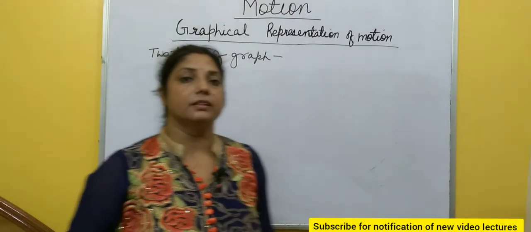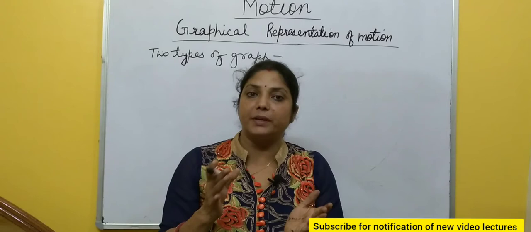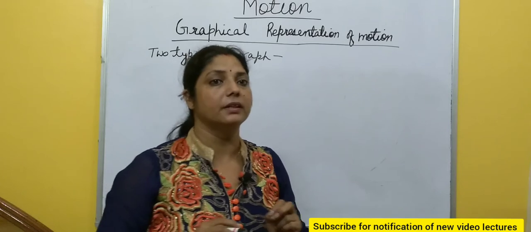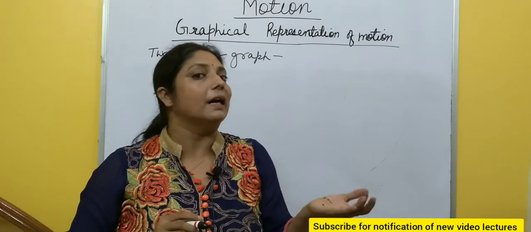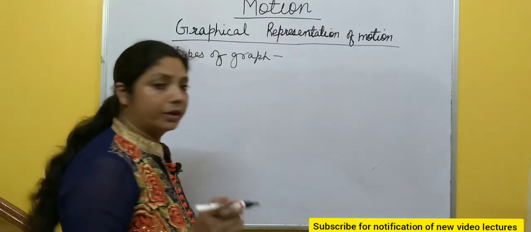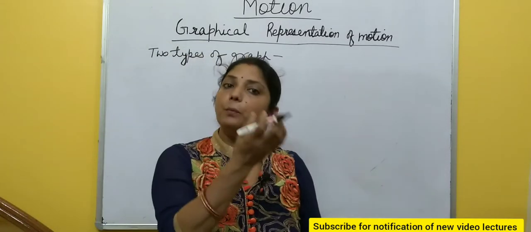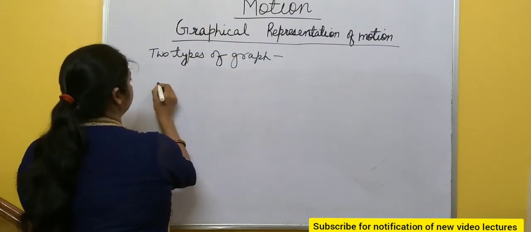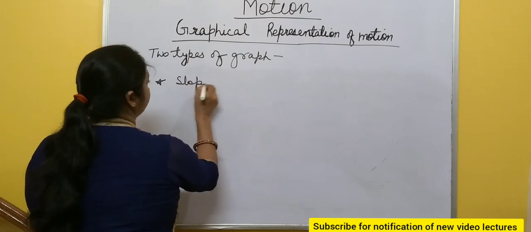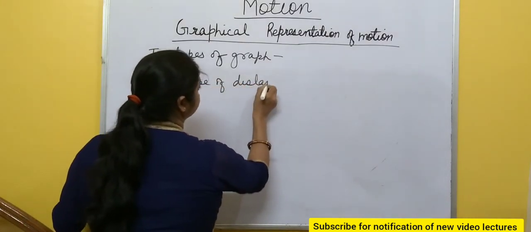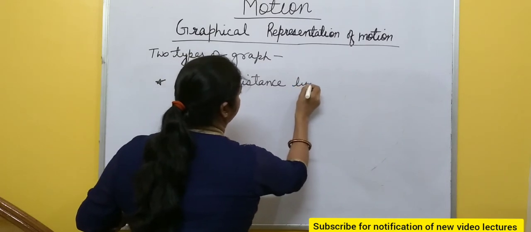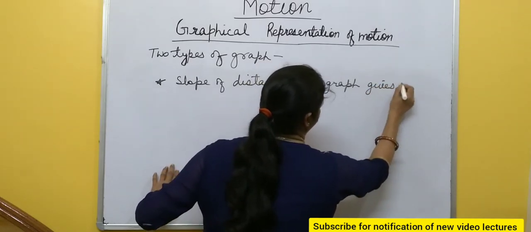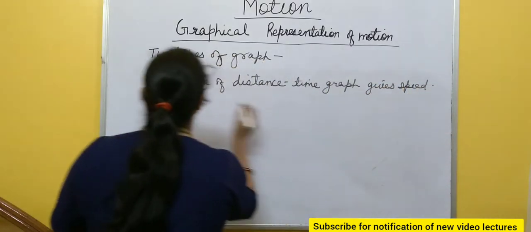So, in today's lecture, we discussed the distance time graph and the velocity time graph. Three important points which you must remember, because they may be asked in a 1 mark question or 2 marks question. Okay. The first point: the slope of a distance time graph gives what? That is speed. So, you must remember these points. Slope of distance time graph gives speed, or the displacement time graph gives velocity.